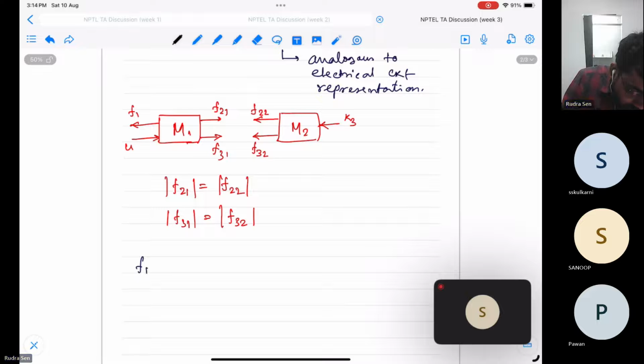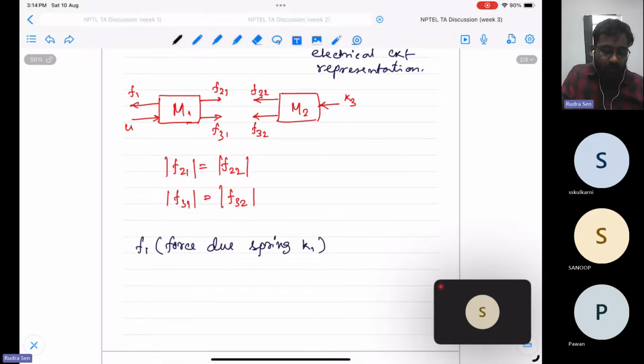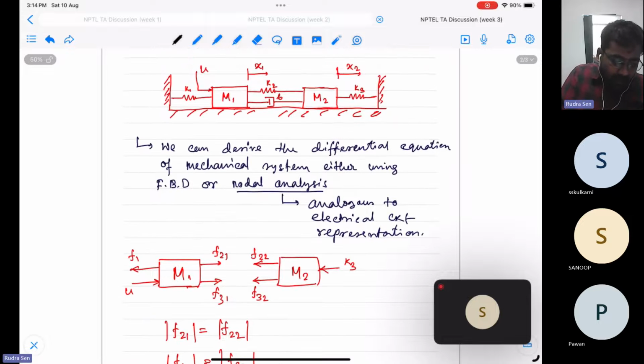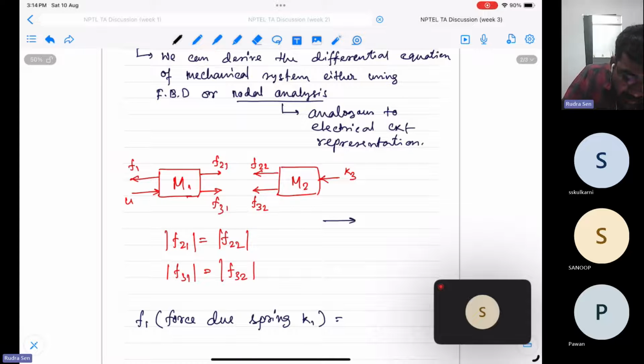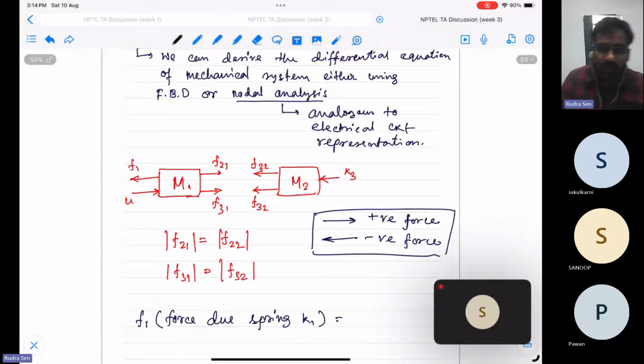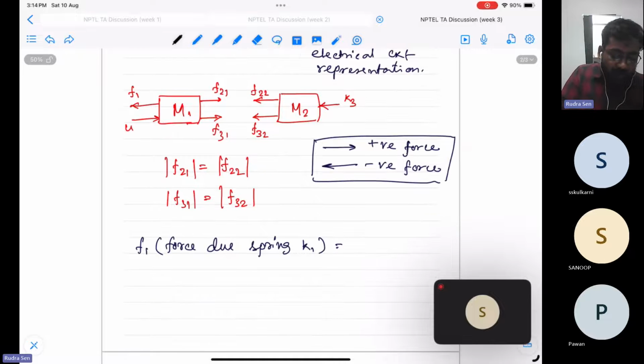So F1 is a force due to spring, let's say K1. F1 is the force due to spring K1. So what is the force? I'm considering this as the positive force and this as the negative force. Okay, let's say I'm considering this. So force due to spring K1, what would be the force?